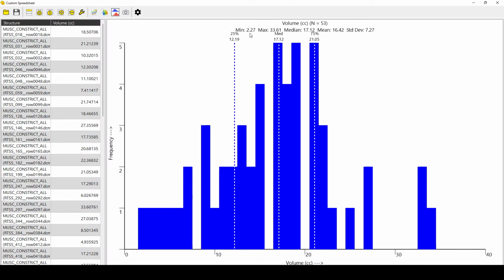Minimum of 2 cubic centimeters, max of 33. The quartile at 25% is 12.19, 75% 21, with a median of 17. So what you see here is the tails aren't as small relative. So the whole curve here, we have 53. So some people didn't contour this at all. This is flatter, meaning it's higher variation.